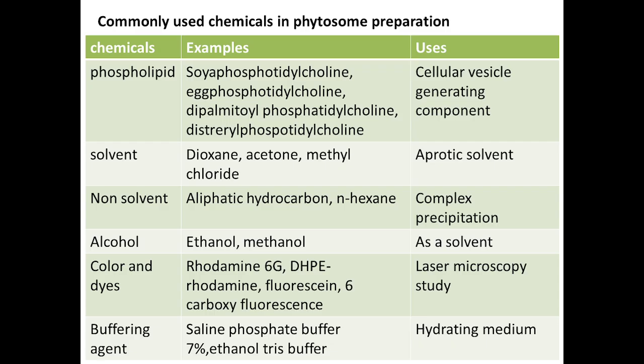Colors and dyes include rhodamine 6G, DHPE rhodamine, fluorescein and 6-carboxyfluorescein. They are used for laser microscopy study. Buffering agents used are saline phosphate buffer 7.4 and ethanol tris buffer, which is used as a hydrating medium.